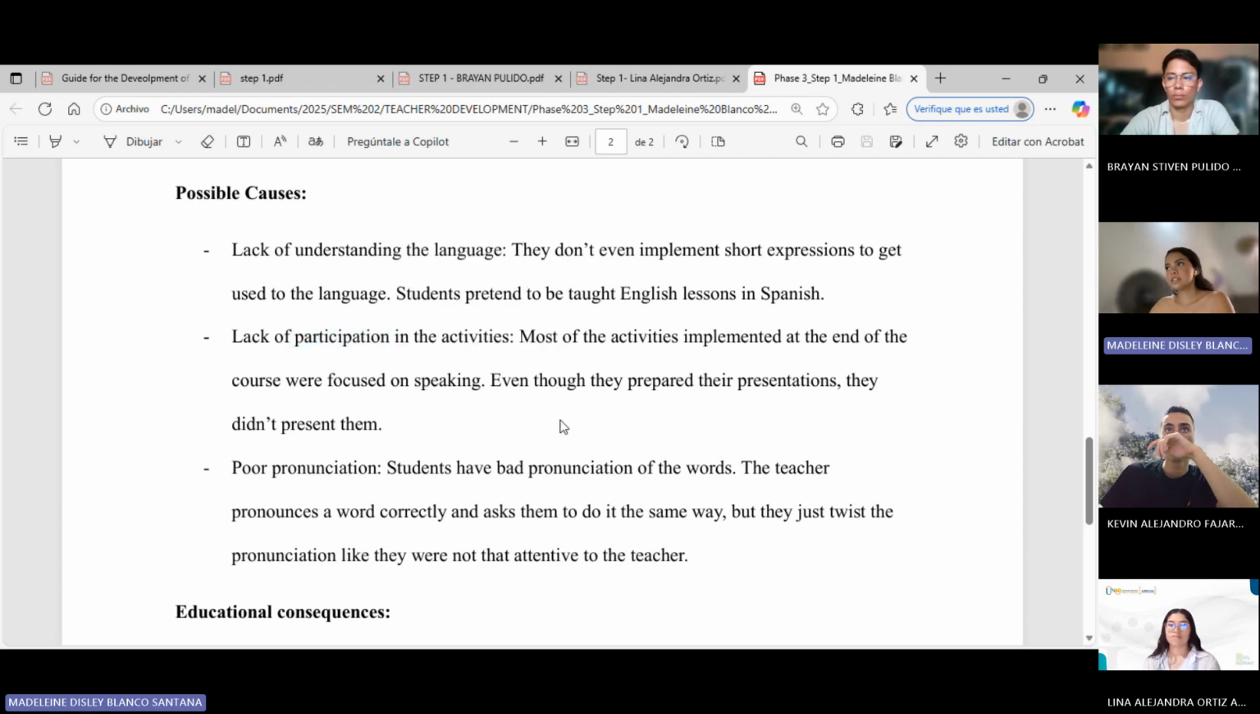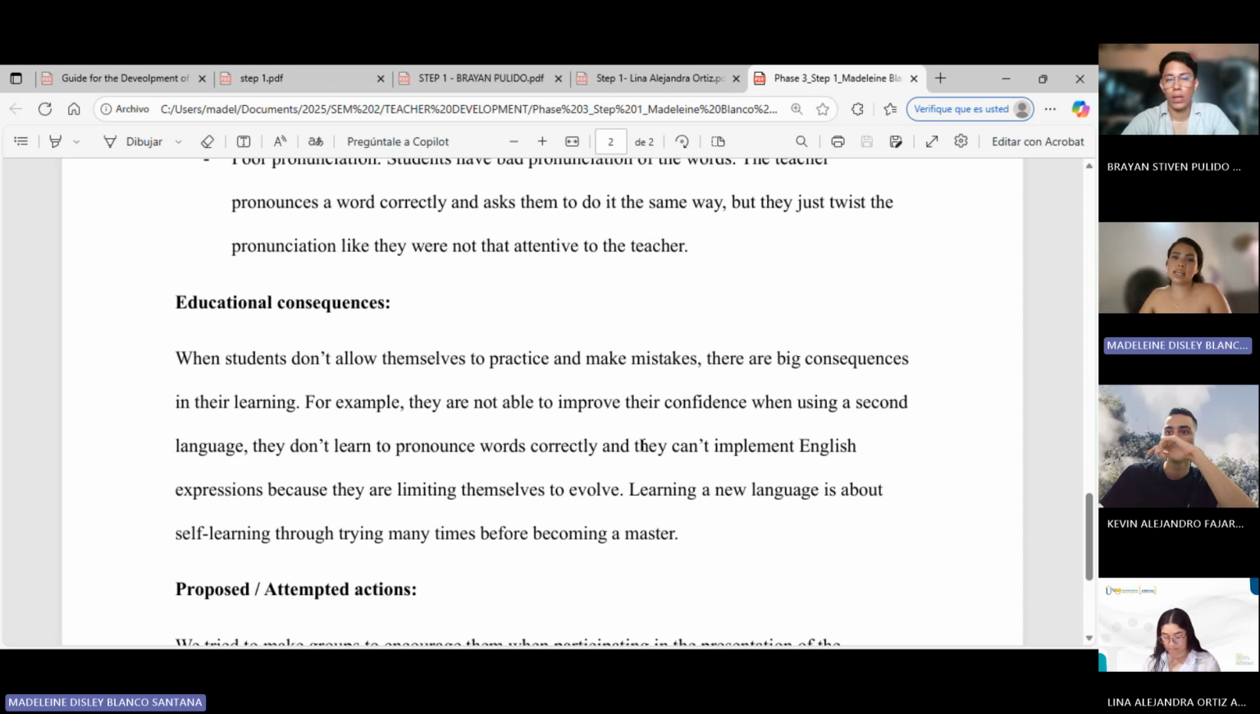So it's something that shows us that they are not prepared at all for even tiny things in English, and it is really disappointing because it will be prejudicial for them. And that's it. So, what consequences can they get?